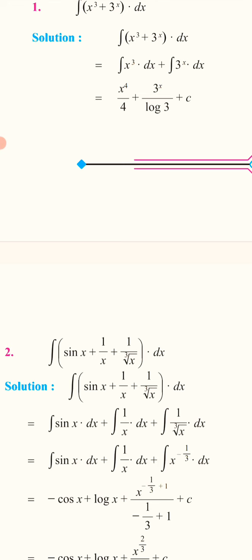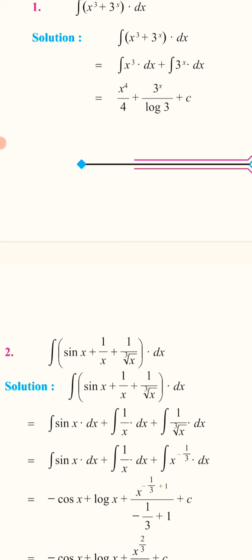Second example: integration of sin x plus 1 upon x plus 1 upon cube root of x, complete, into dx. So how to write the solution? First, we write the given example, integration of sin x plus 1 upon x plus 1 upon cube root of x dx. Here three terms are there. We have to take separate integration for each and every term: integration of sin x dx plus 1 upon x dx plus integration of 1 upon cube root of x dx.